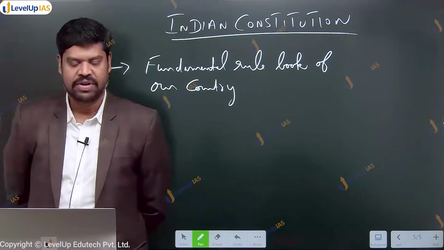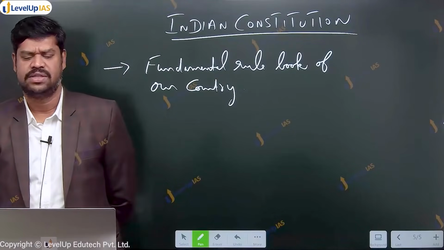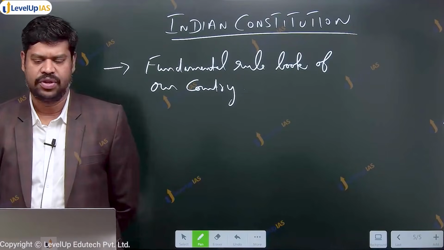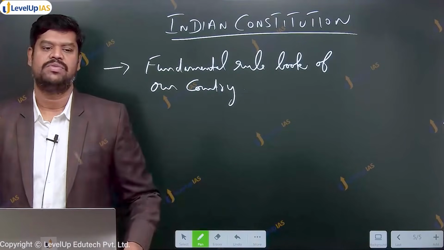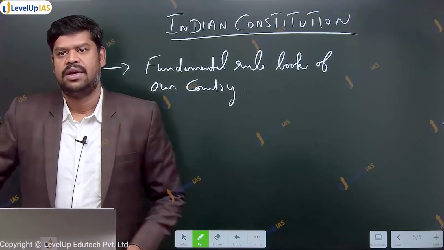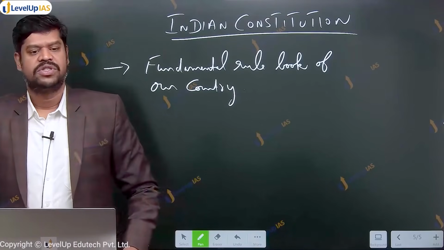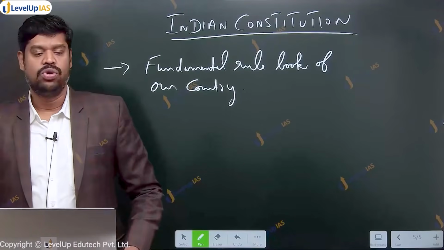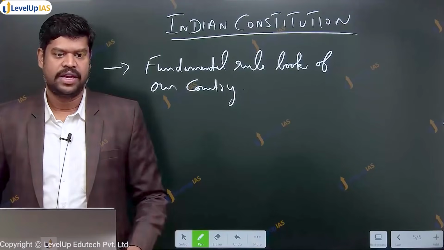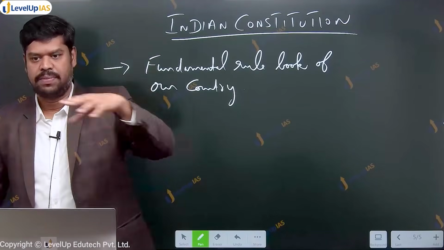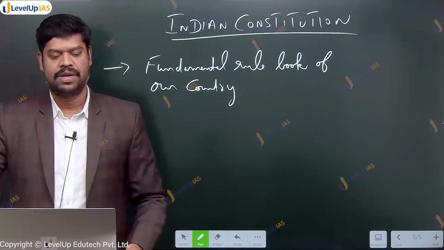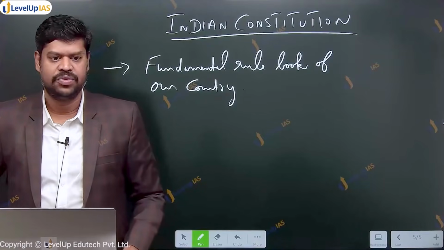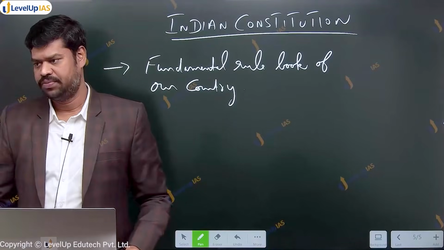And if our country is to be governed, what are the basic things that you need? For example, if India as a country has to be governed properly, first of all, the basic information that you need to have is who is supposed to govern. There has to be an authority to govern. There are people in our country, but the people have to be governed by a particular authority. Now the question is, who will govern?